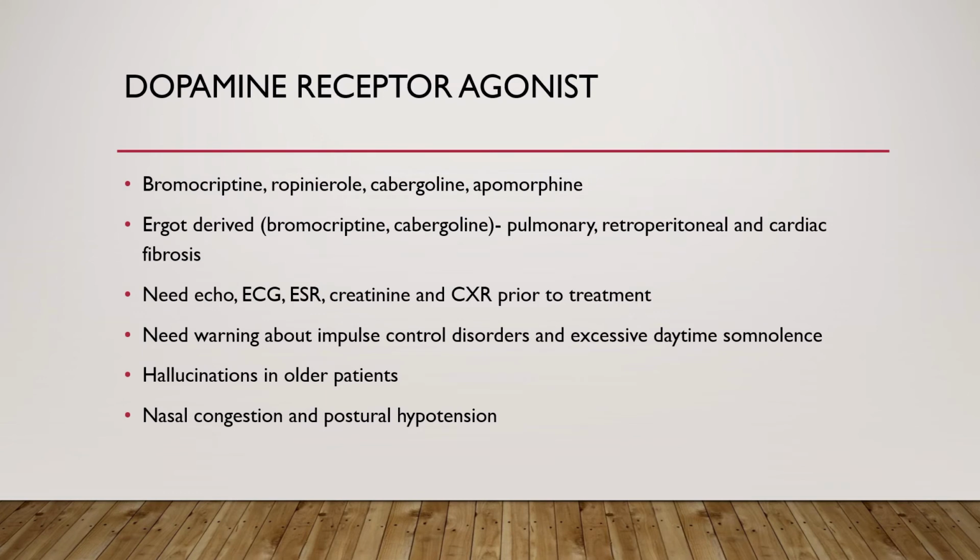Some examples of dopamine receptor agonists include bromocriptine and cabergoline. The side effects, the most dangerous ones are pulmonary, retroperitoneal and cardiac fibrosis. If you're suspecting any of these, the patient will need an echo, ECG, ESR, creatinine, and chest X-ray prior to starting any of these treatments again. You need to warn them about the potential of developing impulse control disorders and excessive sleepiness in the daytime.